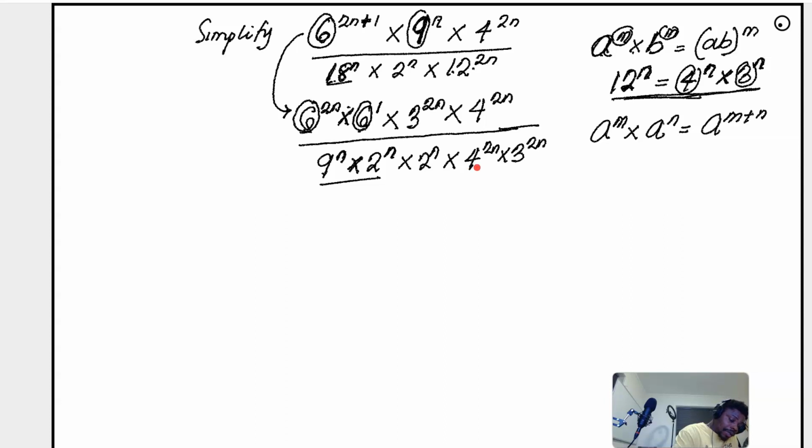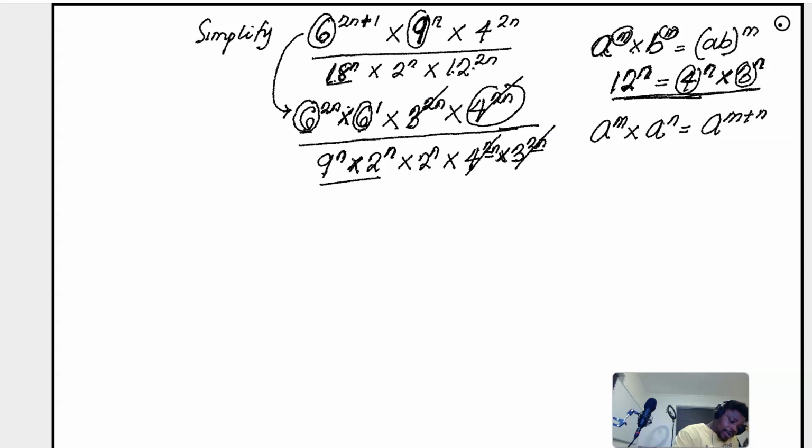Why? Because same power, right? You're multiplying different bases. 4 times 3 is 12. I can still write it as 6 to the power n times 2 to the power n, but because I have 4 raised to the power 2n here, I can easily cancel it out. So this one we cancel this one out. This one we cancel this one out.